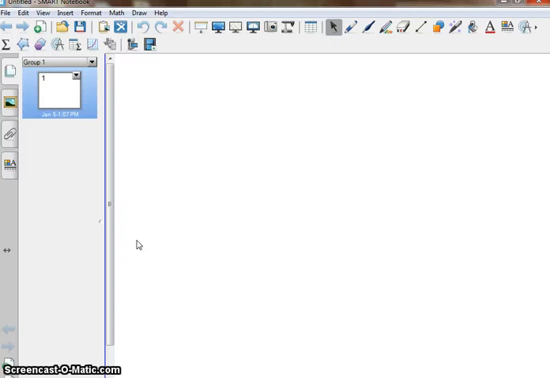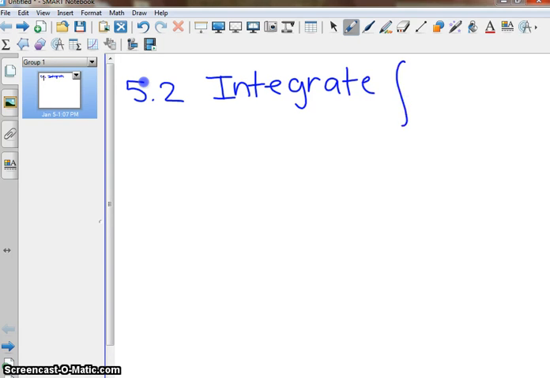Okay, today's lesson is going to be over section 5.2. In section 5.1, we learned how to take the derivative of a natural log problem. So today we are going to integrate the integral of 1 over x or 1 over u du.